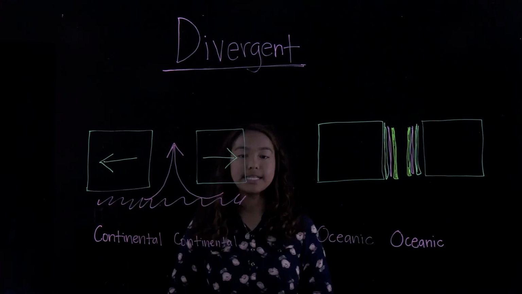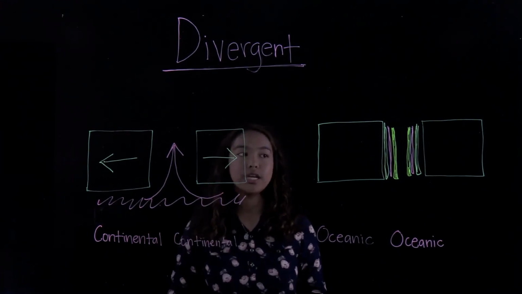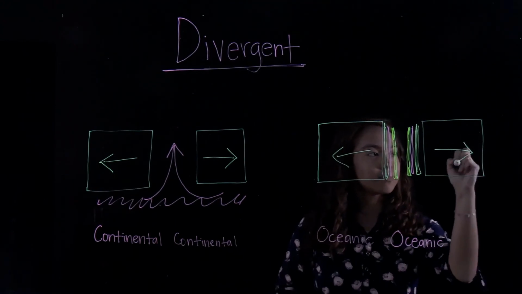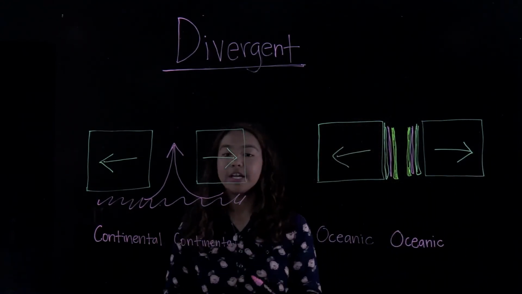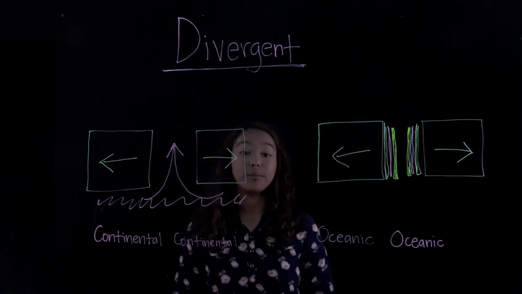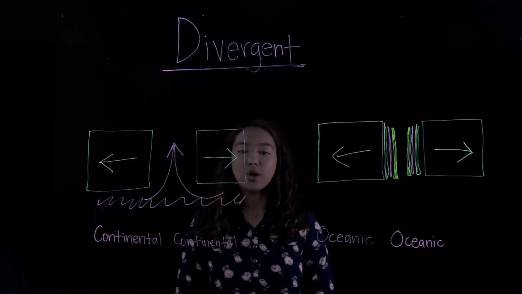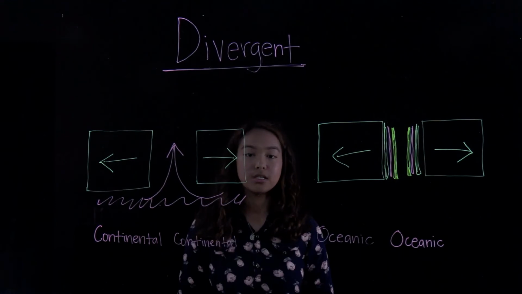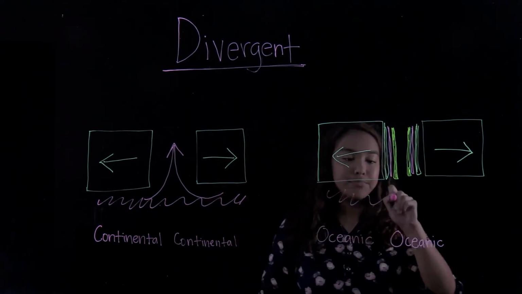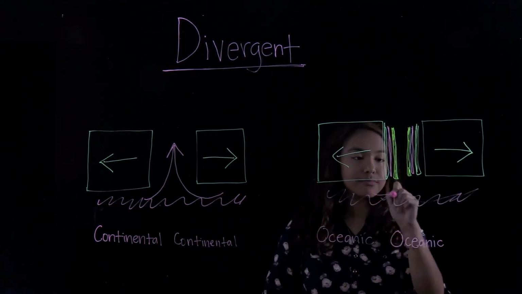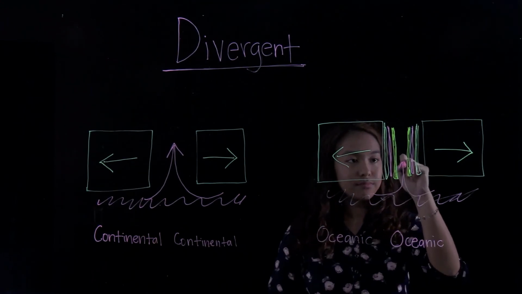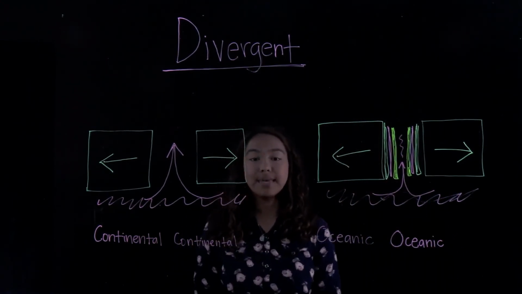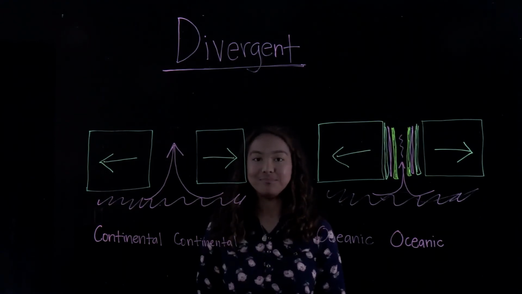When 2 oceanic plates slide away from each other, we get an oceanic ridge. Here, underwater volcanoes erupt, forming new crust. As new crust forms, it causes seafloor spreading, where new crust moves or spreads the old crust. An example of this is the Mid-Atlantic Ridge in the Atlantic Ocean.